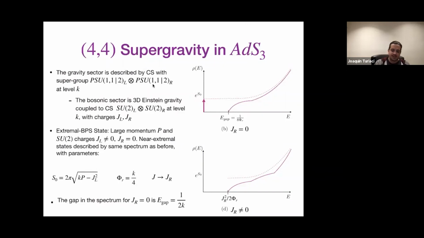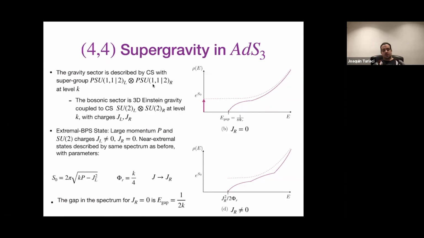And the charges J_L and J_R, from the AdS3 perspective, they are charges, but usually in string theory there is some S3 coming from higher dimensions, and these are angular momentum in these higher dimensions as well. So we can look at extremal near-BPS states with some momentum P, where here the momentum is along the AdS3 coordinate. It's what I called J before, but I don't want to confuse it with the SU(2) charges.